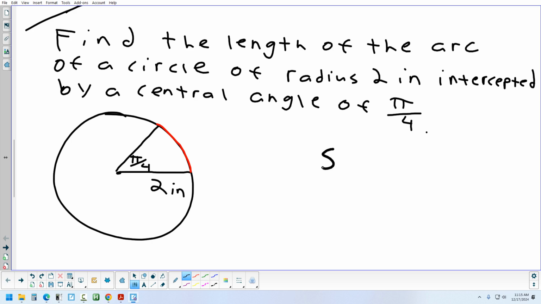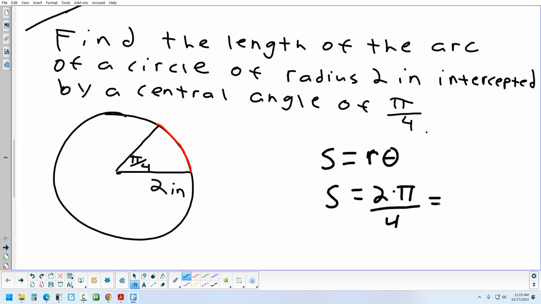Yep, it's S equals r theta. What are they asking me to find? The arc length. Which variable there represents arc length? S. So we're going to leave that as S. Since we don't know S, we need to know everything else. What do they give me for the radius? 2. Radius is 2. And what do they give me for an angle? Pi over 4. And I know pi over 4 is in radians because there's no degree symbol on it, so I can use it just the way it is.